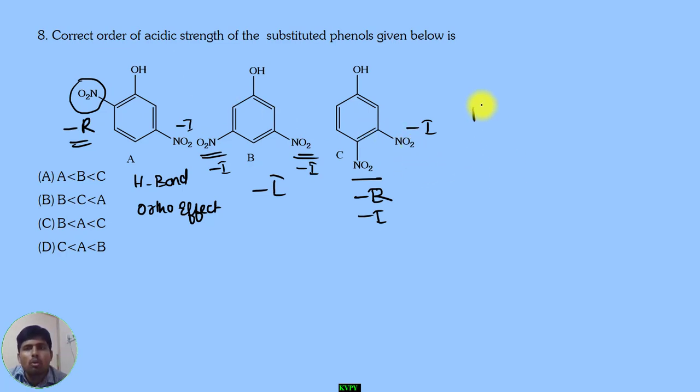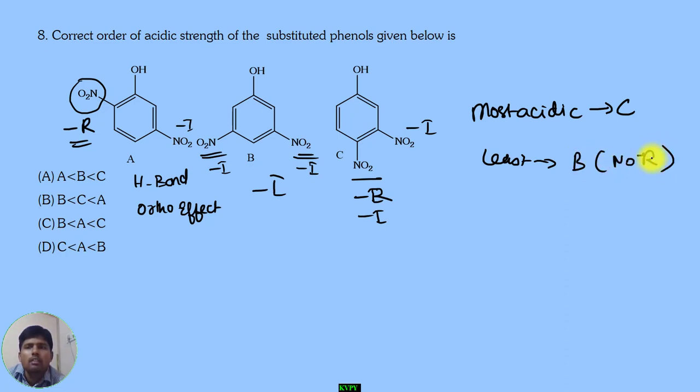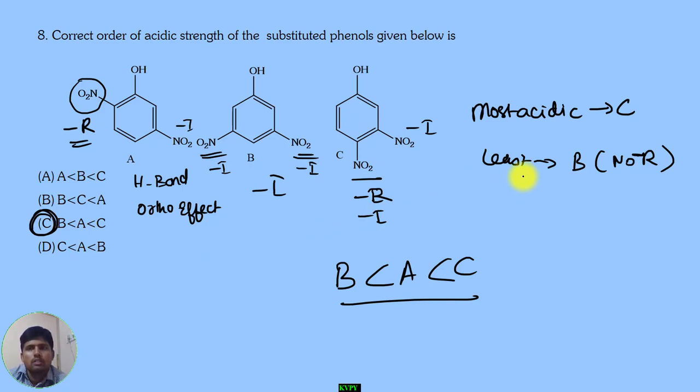So as a consequence, most acidic will be C, and least is B because there is no resonance, no minus R. So as a consequence, most acidic will be C, then it is A, then it is B. So if you look at the answers, it should be option C. Let us move on to next question.